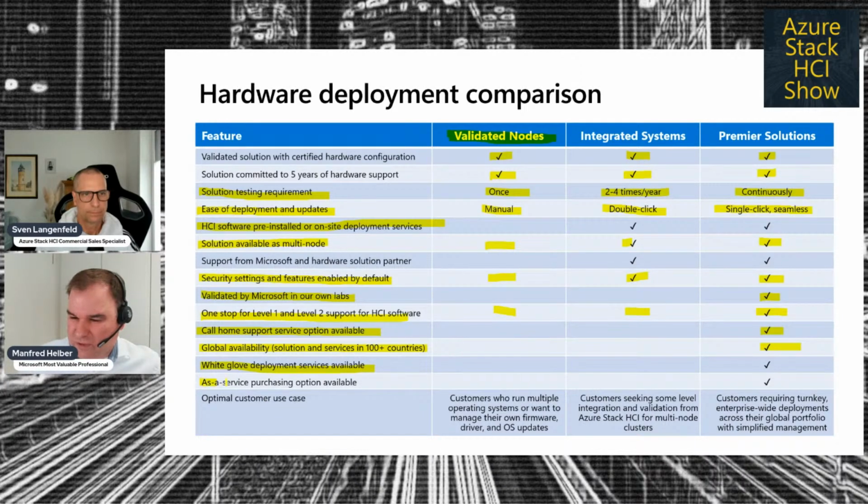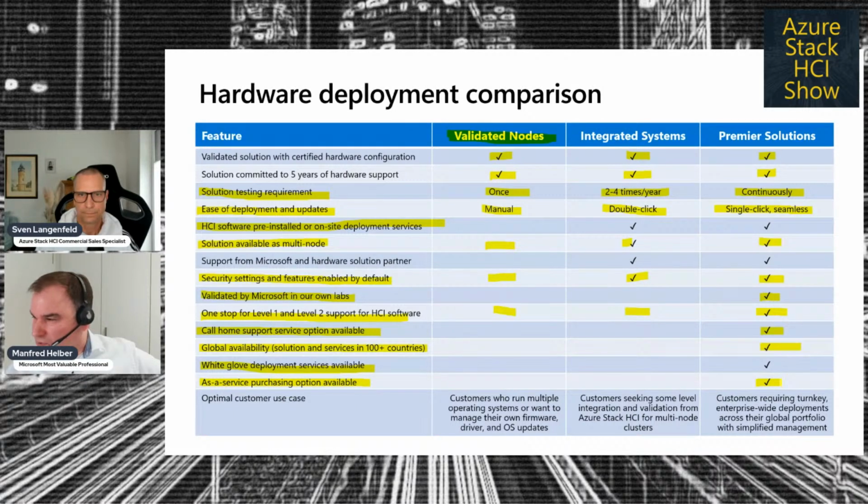And what is also a must-have option, it's not required to be the only option, is an as-a-service purchasing offer, so that we can have a pay-per-use model for the hardware. But this is also available for several integrated systems in the market. But again, this is optional in the Premier solutions. This must be offered. Yeah.